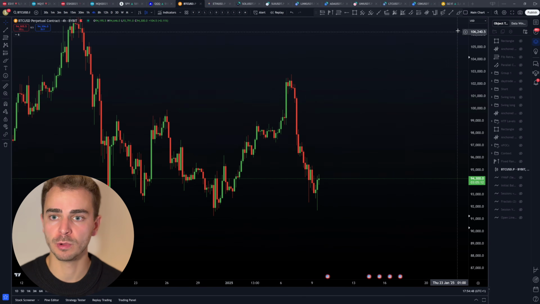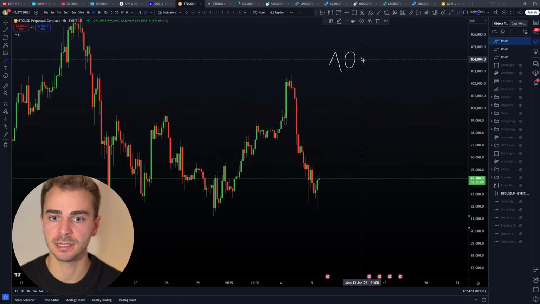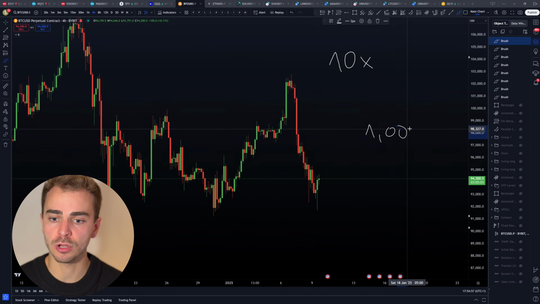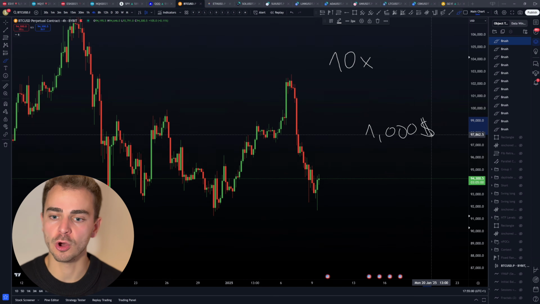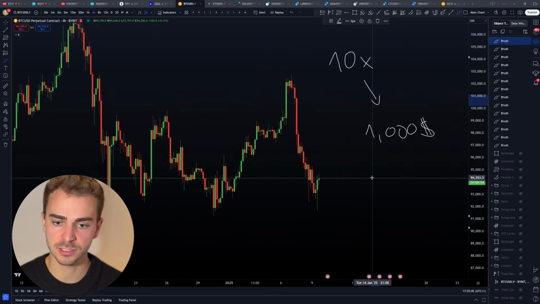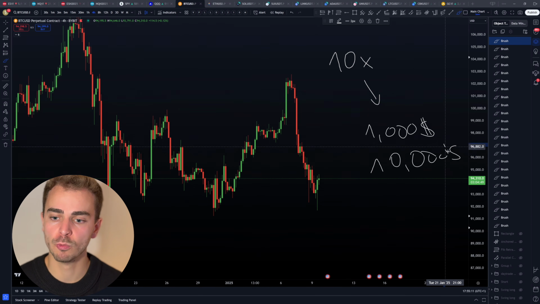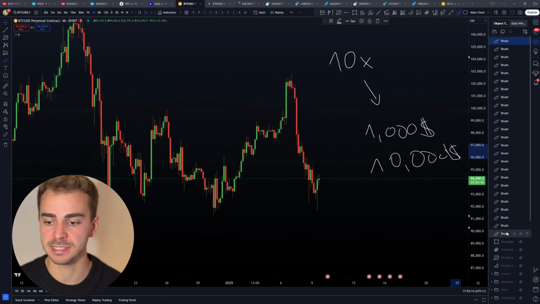So what is leverage and why is it so popular, especially among newer traders? Leverage allows traders to control a larger position in the market with a smaller amount of capital by borrowing funds from the broker. For example, when using a 10x leverage, this means even when we only have $1,000 in the trading account, we can open a position that is 10x this $1,000. So this means we can control a $10,000 position with only $1,000 funds in our account.